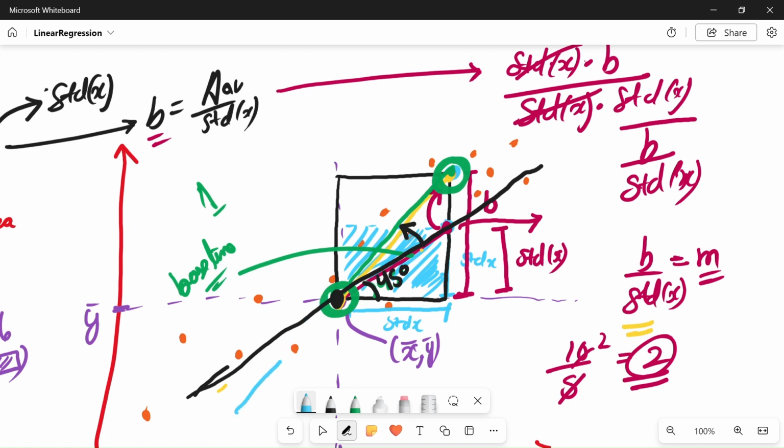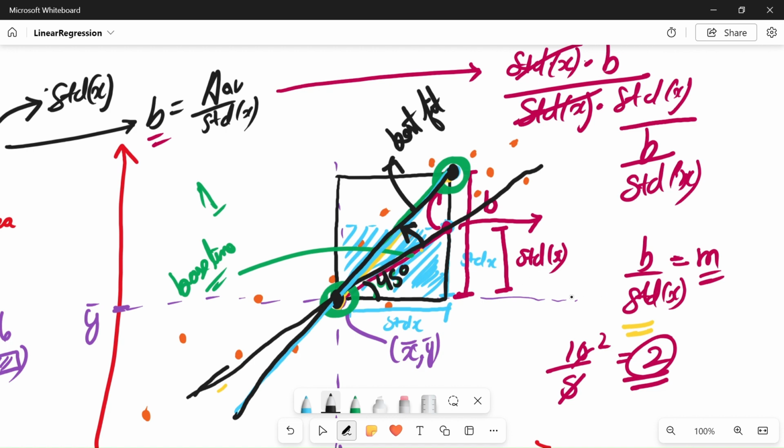It rotates about this point x bar y bar, and eventually after rotation it gets to this line. Okay, it gets to this line, right? So this is our line of best fit. So what happened? We started with a baseline, and then after rotation about x bar y bar, we came to our best fit.